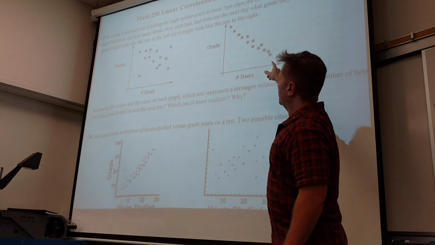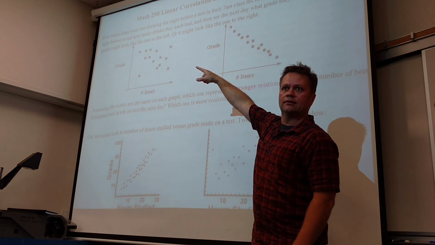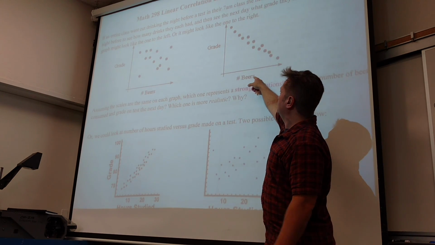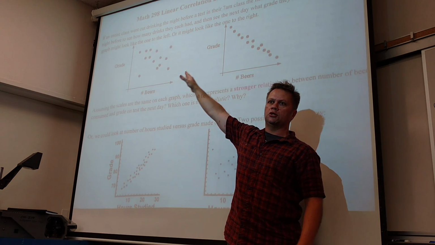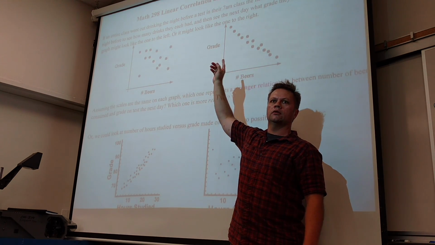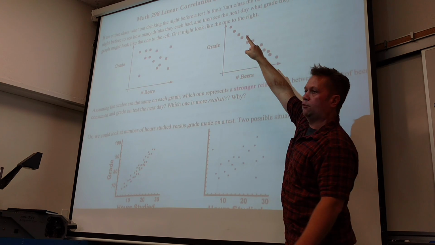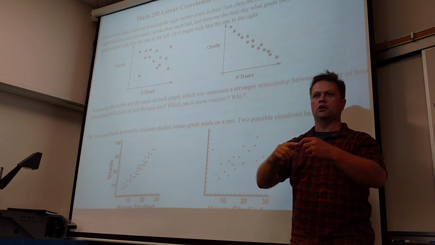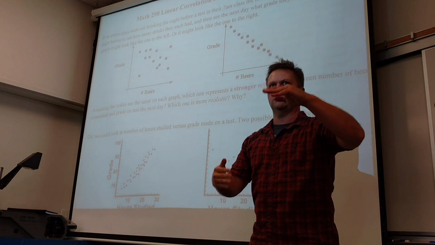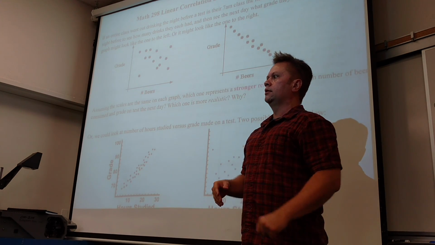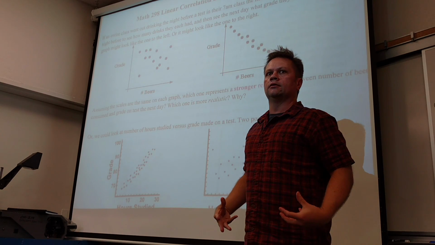But which one of these is more realistic? Which one of these is stronger? The relationship is stronger. This one, because they line up pretty well, right? So it's very lockstep. You drink half more beer and your grade goes down, and you drink half more beer and your grade goes down. Holy crap, that's like lockstep. But which one is more realistic?